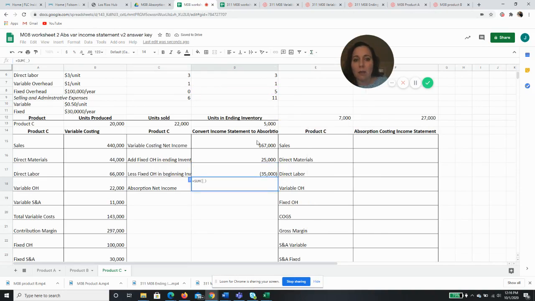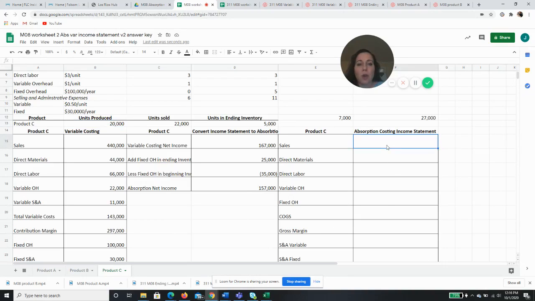I'm going to add all this stuff up. And I'm expecting my absorption net income to be 157,000. So that is less than what my variable net income was. And if my absorption is less than variable, then that must mean that I sold more units than I made. And lo and behold, I did sell more units than I made.